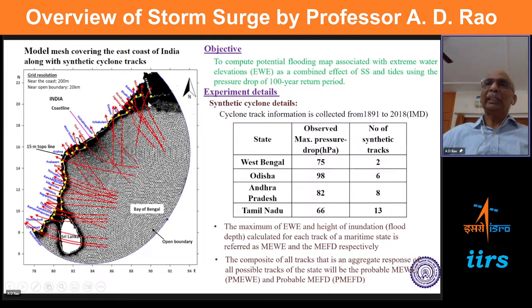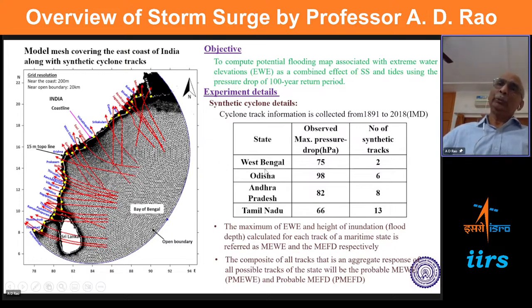I also considered synthetic tracks. For the West Bengal coastline, there are only 2 synthetic tracks. For Tamil Nadu, we have a long coastline, so 13 tracks. For Andhra Pradesh, it is 8. Like that, we have taken the number of synthetic tracks for each maritime state. And I ran our numerical model.